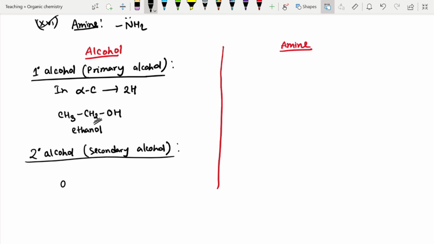So for example, we can say CH3, CH2, CH3 OH. So here we can see that this one is the alpha carbon which is directly attached with the functional group, and it has only one hydrogen on its side, right? So this is the secondary alcohol or 2-degree alcohol.